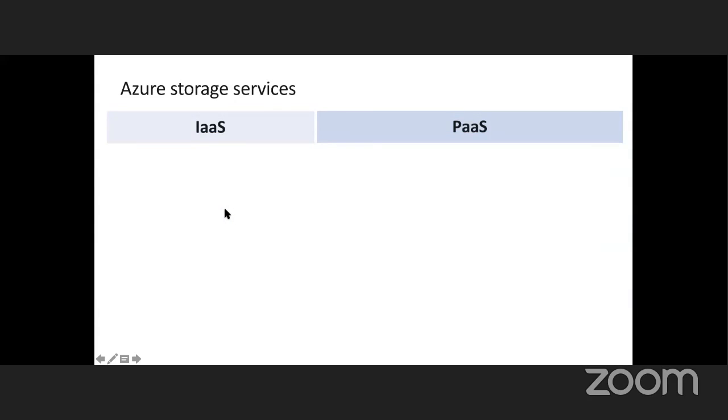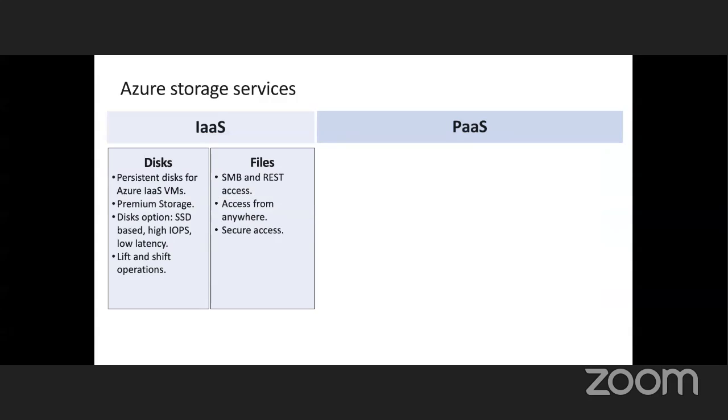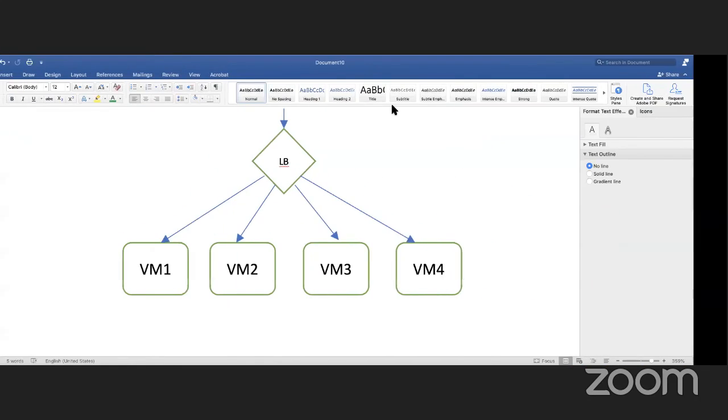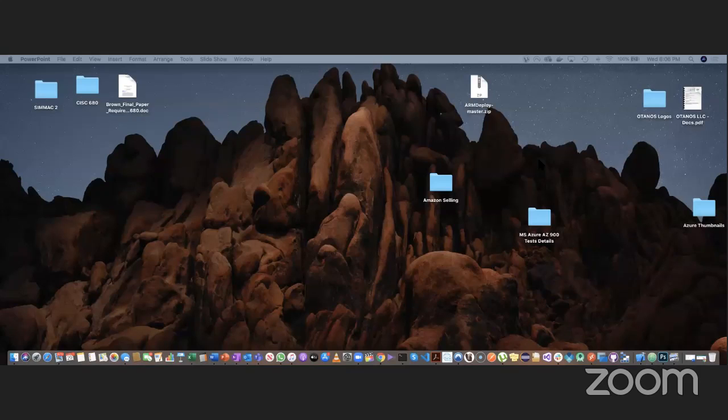Now, Azure storage services. So we have IaaS and PaaS. As examples of IaaS, we have persistent disks in the disk section for Azure IaaS VMs. We have premium storage disk options, SSD based, high IOPS, input/output per second, low latency, lift and shift operations. And we also have files, SMB. SMB is a protocol.